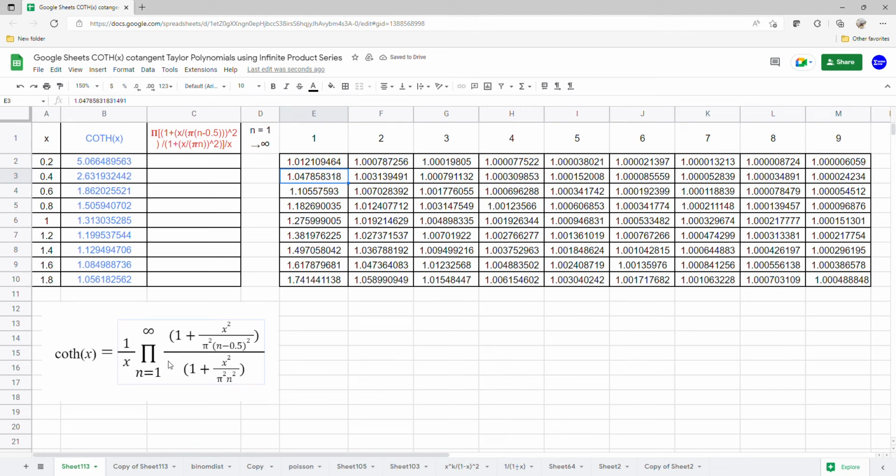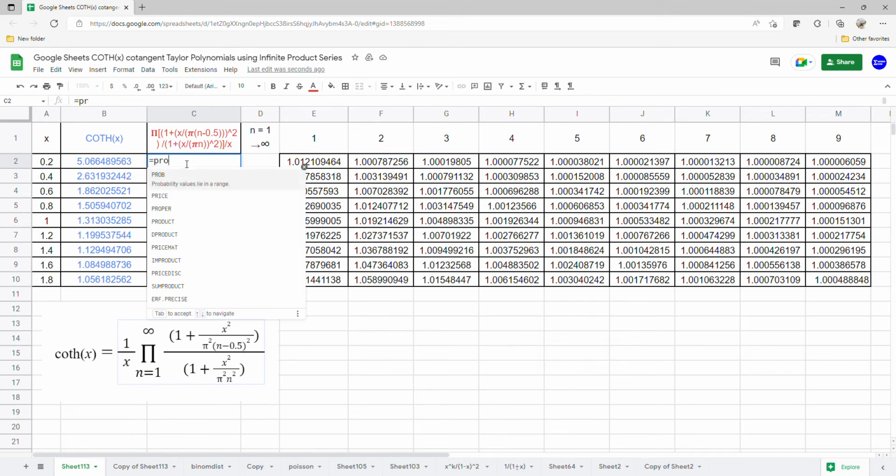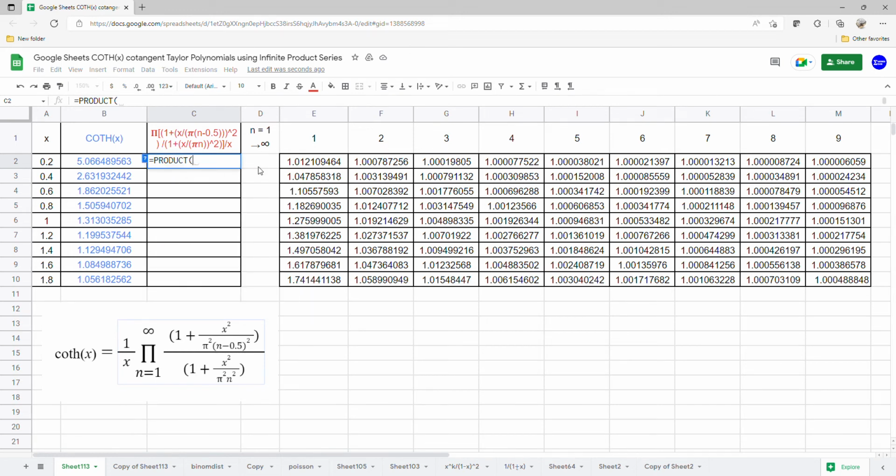Now we continue with the infinite product. So this will be product of these values from n equals 1 up to infinity. In this case, 9 is good enough. And this is divided by x, so multiply by 1 over x. And we drag this downwards.